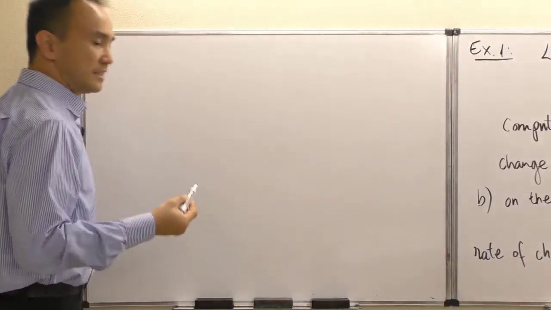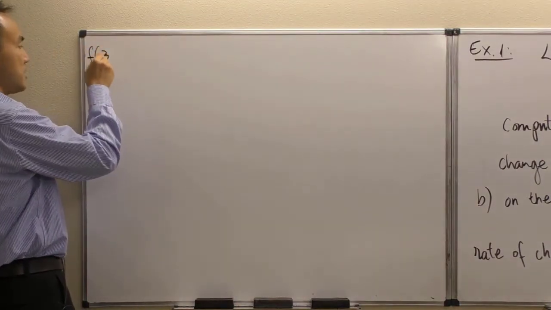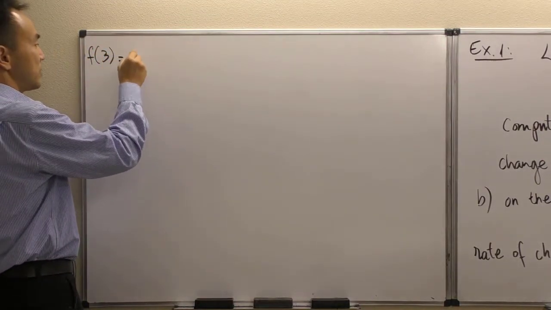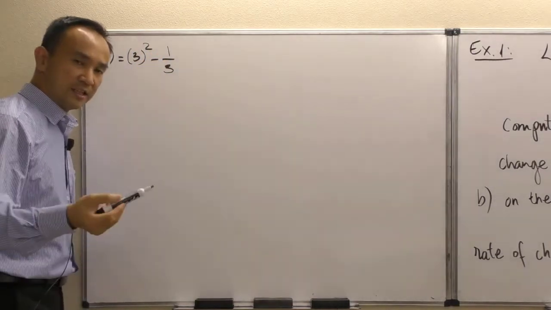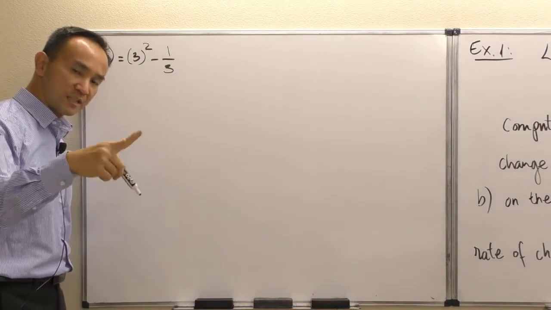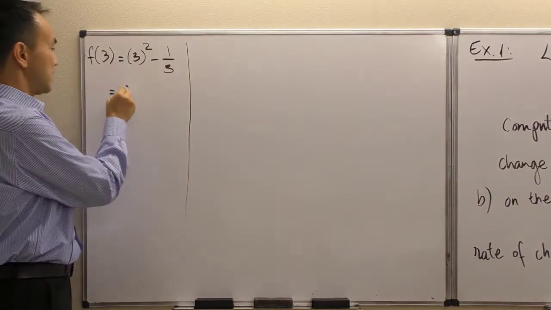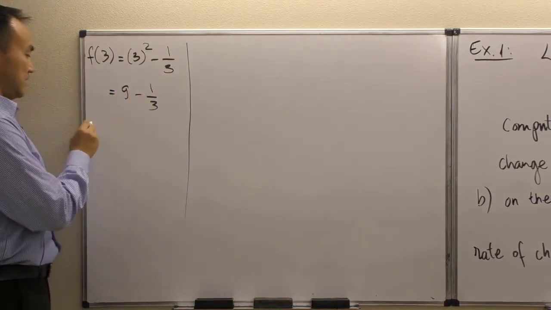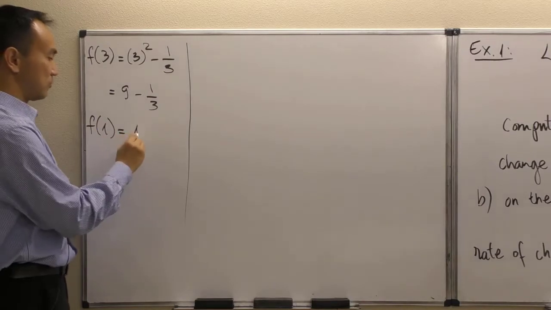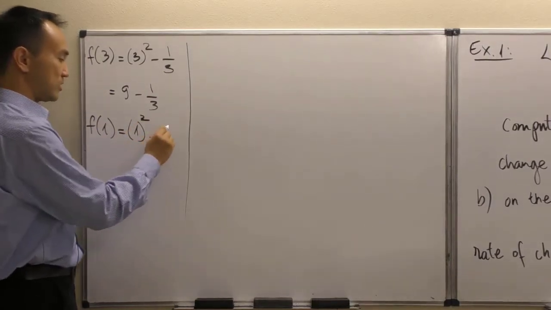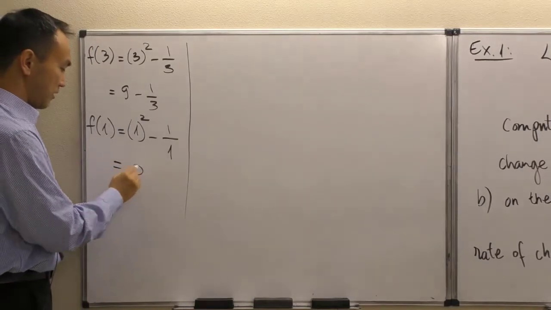All right, so with that work I suggested earlier, f of 3 gives me 3 squared minus 1/3, because the rule of the function says the input squared, subtract 1 over the input. Okay, and that gives me 9 minus 1/3. And then f of 1, according to the rule of the function, says we do 1 squared minus 1 over 1, which is just 0.